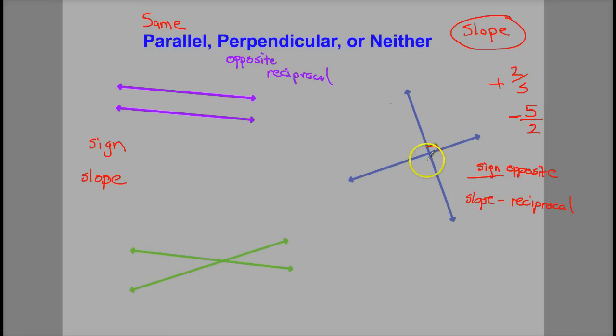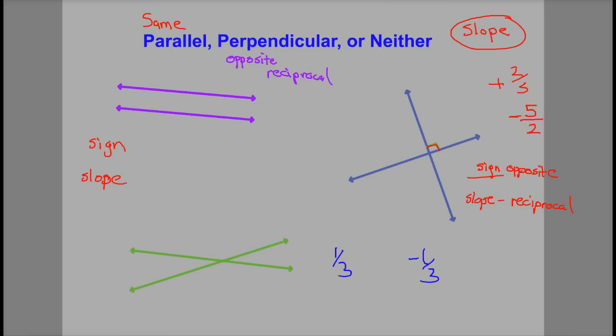As you can see, just because they have different signs doesn't mean perpendicular. It has to be flipped over and negative, or changing the sign in one way or the other. And then there's just neither, which could be anything that's not these two things. You could have the same slope with different signs. So if this was 1/3 or something, this one is negative 1/3, say. See, they're opposites, but they're not reciprocal. So it's not perpendicular, it's not parallel, it's neither. Any relationship that doesn't give you one of the other two has got to be neither.